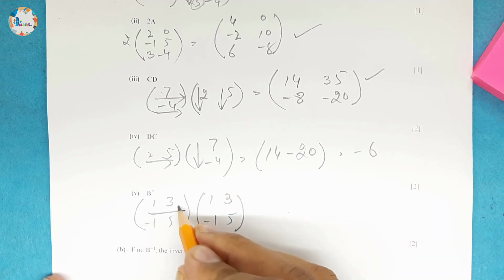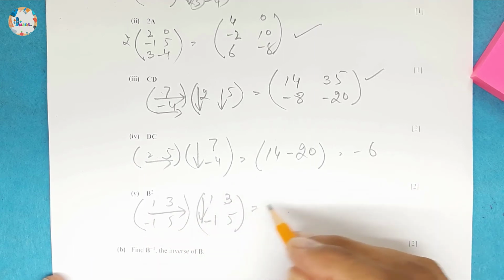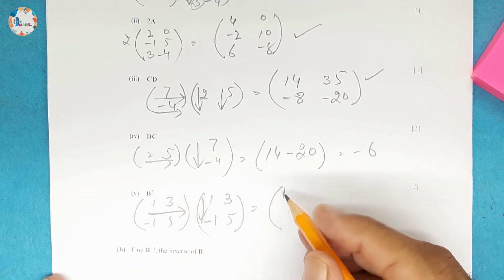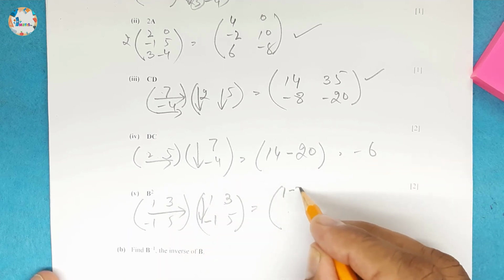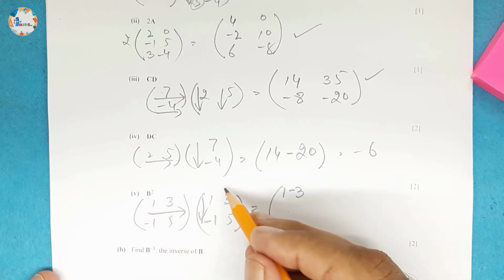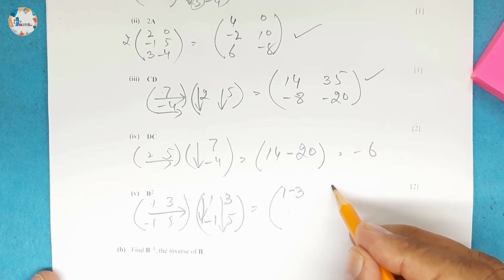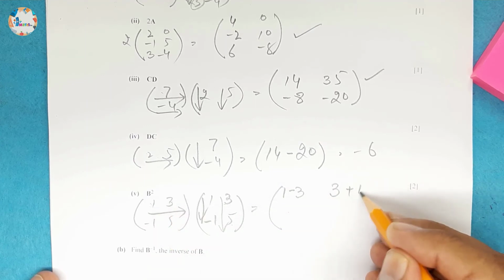And now first row, first column. So this will be equal to 1 into 1 and 1 into 1, plus 3 into minus 1 will be minus 3. Then first row, second column, this will be 1 into 3, so 1 into 3 will be 3, and 3 into 5 will be 15.